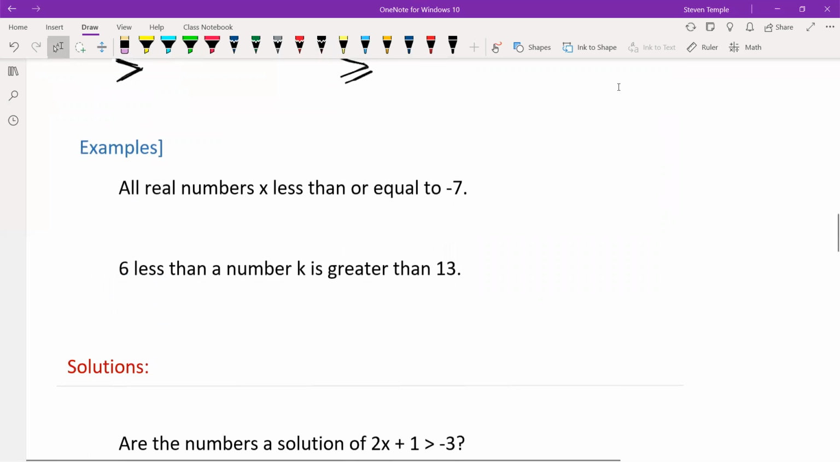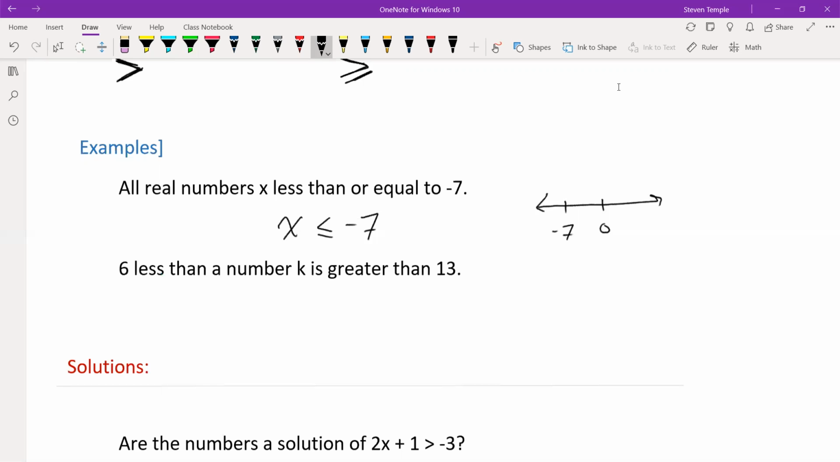For examples, you could have some algebraic expressions. All real numbers x less than or equal to -7: we would write x ≤ -7. So numbers like -10, -100, -8 work. 0 would not fit into this. If you think of the number line, there is your 0, there is your -7. So it's everything that's less than or equal to -7.